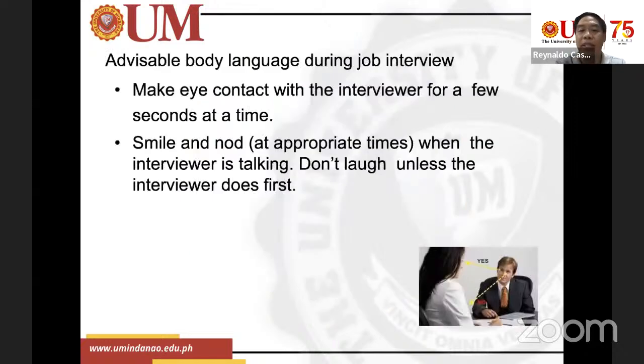So what is advisable body language during a job interview? Well, first, you have to make eye contact with the interviewer for a few seconds at a time. Even if it's an online interview like what we're doing right now, you have to look at the camera of your computer, and then look always. Do not look at the screen, because sometimes we are conscious and look at ourselves on the screen. Look at the camera in the computer or in the laptop. You smile and you nod at appropriate times when the interviewer is talking. Don't laugh unless the interviewer does first, all right?